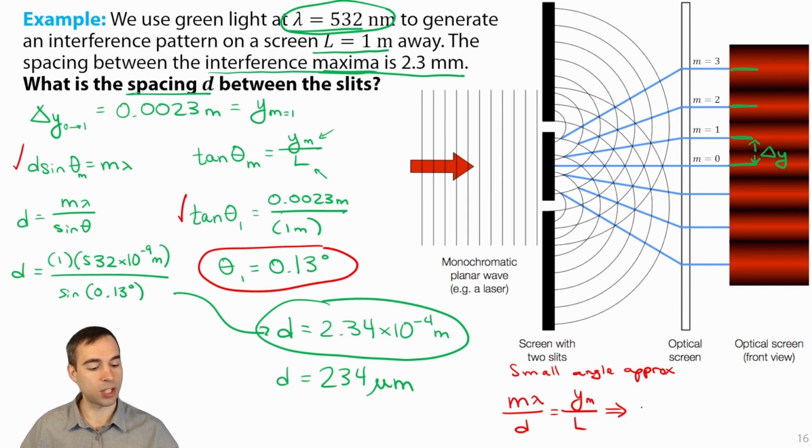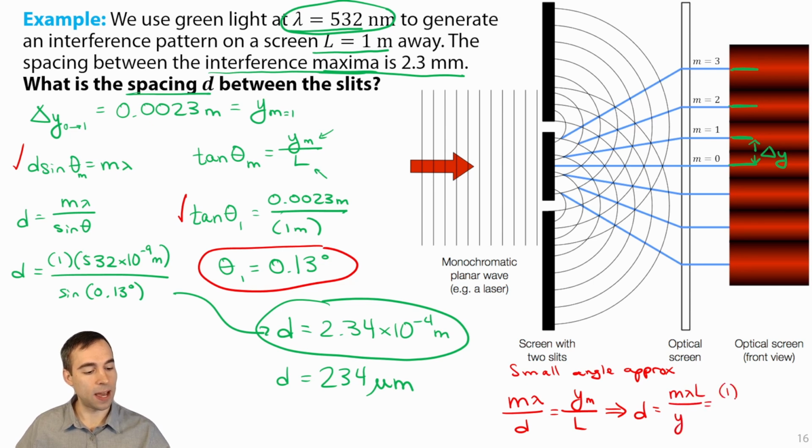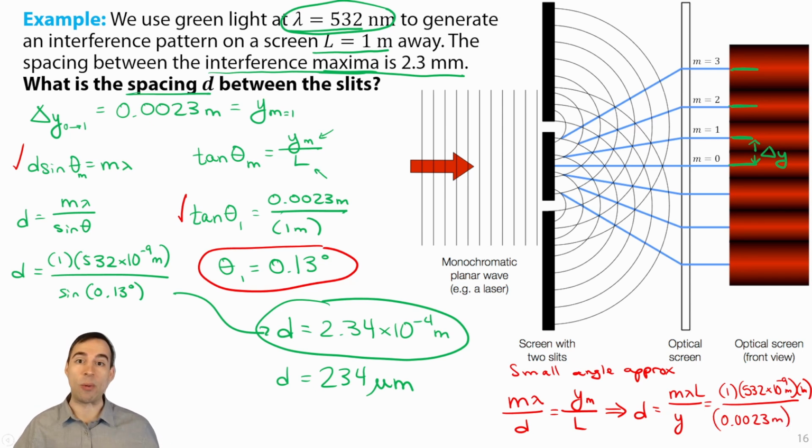And so if I rearrange and solve, I will end up getting d is equal to m lambda L over y. And so that would be, for the first bright spot, our wavelength 532 times 10 to the minus 9 meters times 1 meter divided by our spacing, which is just 0.0023 meters.